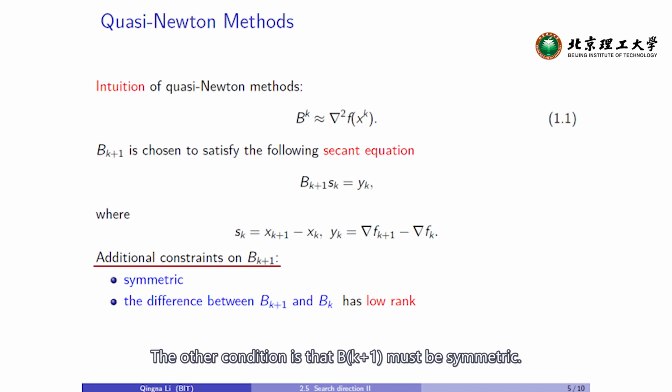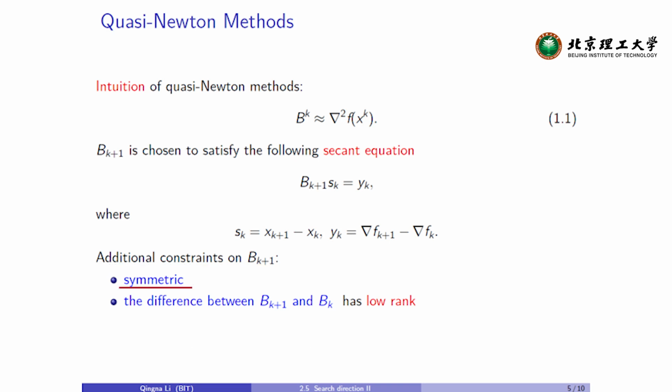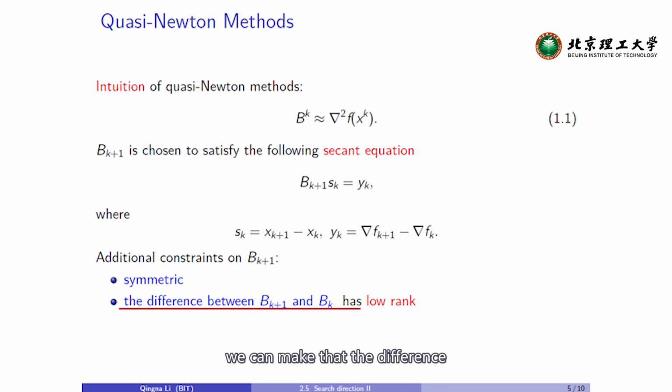The other condition is that this B_{k+1} must be symmetric, all right? And also, we must make sure that when we generate B_{k+1} from B_k, the computational cost must be small, which means that the difference between the two matrices must be low rank. In other words, we make a small modification to B_k to get B_{k+1}.